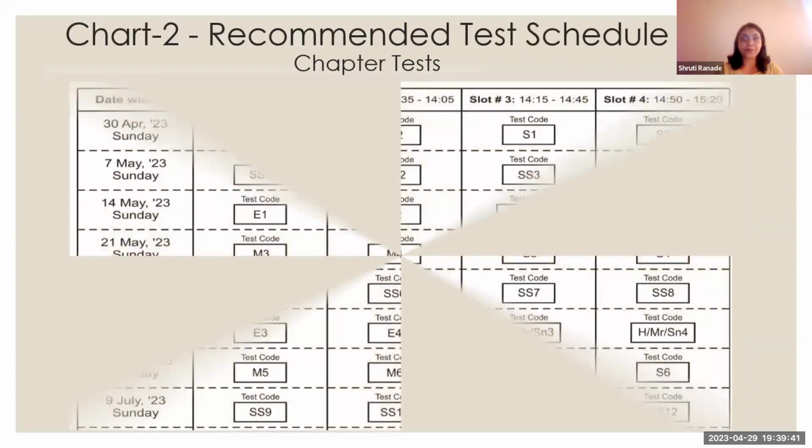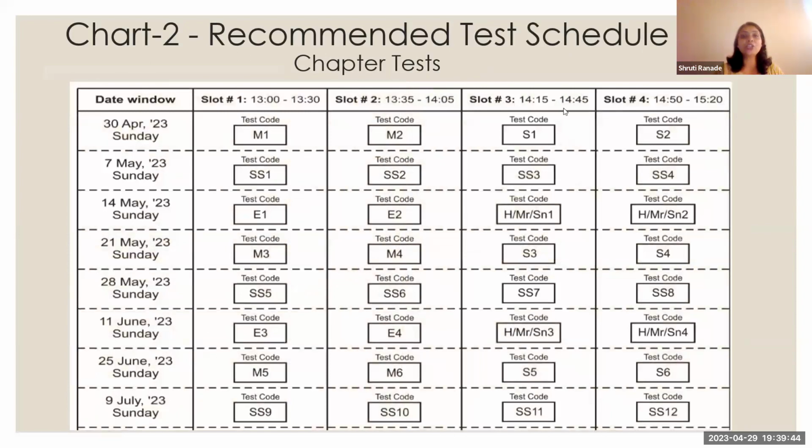Coming to the next chart, chart 2, recommended test schedules. We at UT have designed a test schedule which is recommended. If the students have their own schedule, they can follow that, or they are requested to follow this schedule. This schedule gives you the date, the slot, that is the time, and the test that would be held at that specific time. So for example, 30th April, slot is 1 to 1:30, test code M1, right?